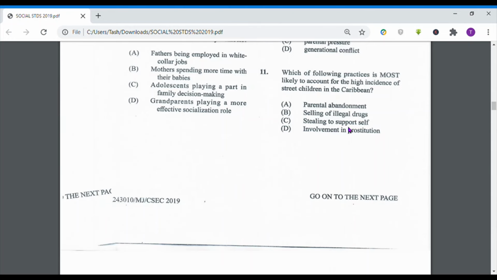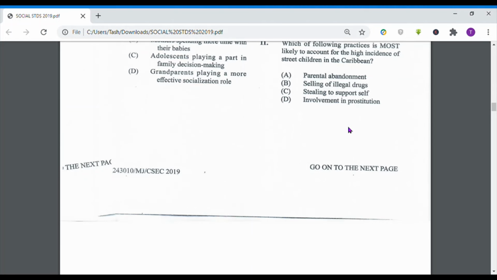Number 11, which of the following practices is most likely to account for the high incidence of street children in the Caribbean? Parental abandonment, that means their parents are abandoning them, selling of illegal drugs, stealing to support self, or involvement in prostitution. So for number 11, your answer would have been A, that is parental abandonment.